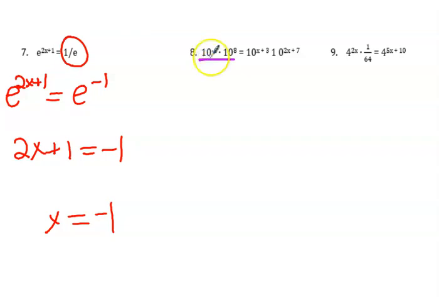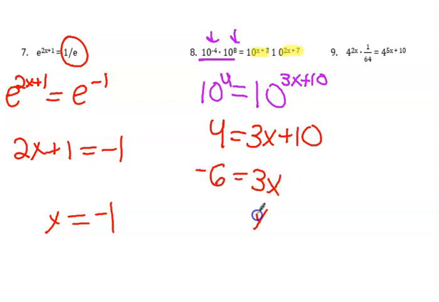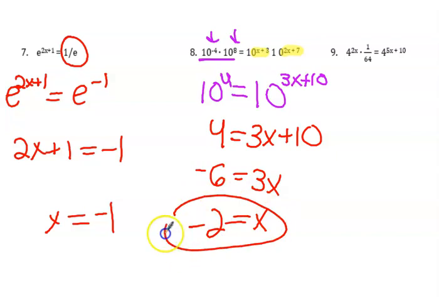So when you have the same base, you add the exponents. So you have 10 to the 4th over here. And then you're also going to want to add these exponents together. So how many x's do I have? I have 3 x's. And then 3 plus 7 is 10. Now we have the same base. We make the exponents equal to each other. And go gadget. So then I have negative 6. And x equals negative 2.